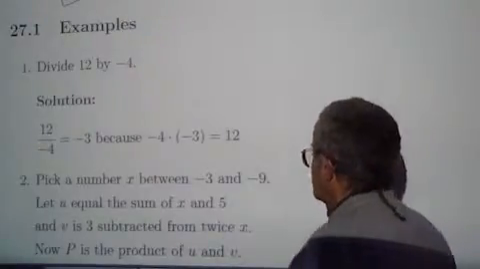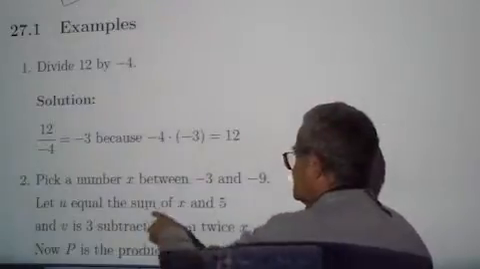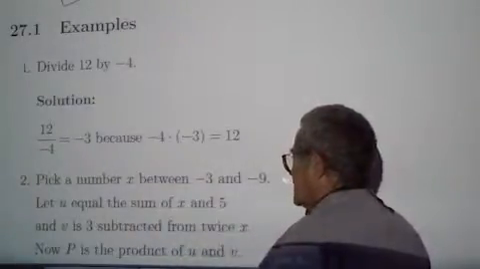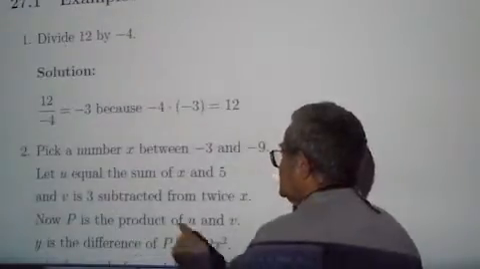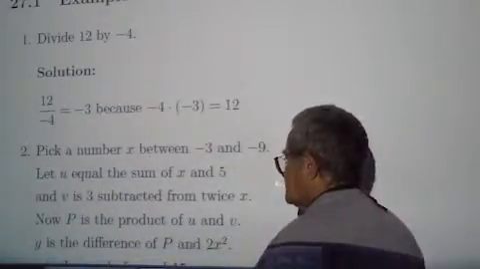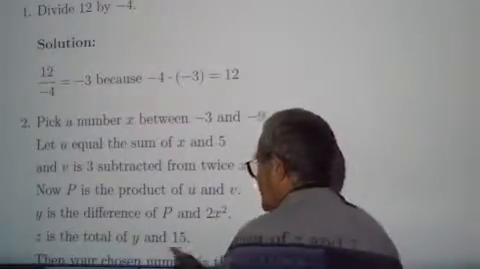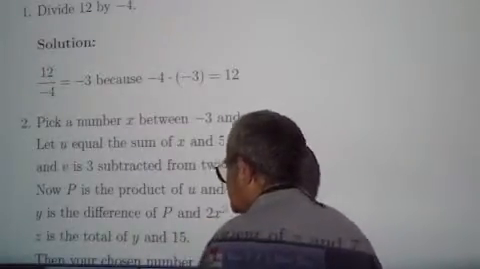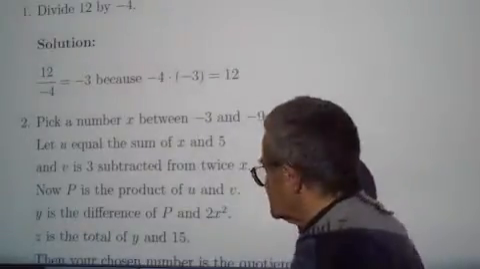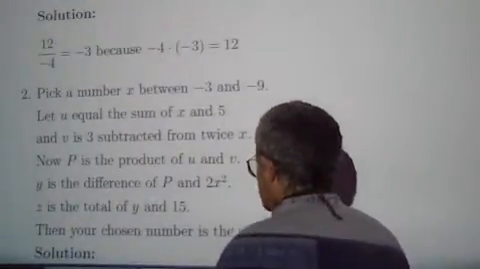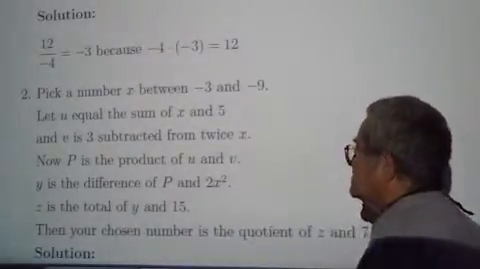Pick a number between 3 and negative 9. Suppose u is equal to the sum of x and 5. v is 3 subtracted from twice x. p is the product of u and v. y is the difference of p and 2x squared. And z is the total of y and 15. Ooh, what the heck is this? Then your chosen number is the quotient of z and 7.